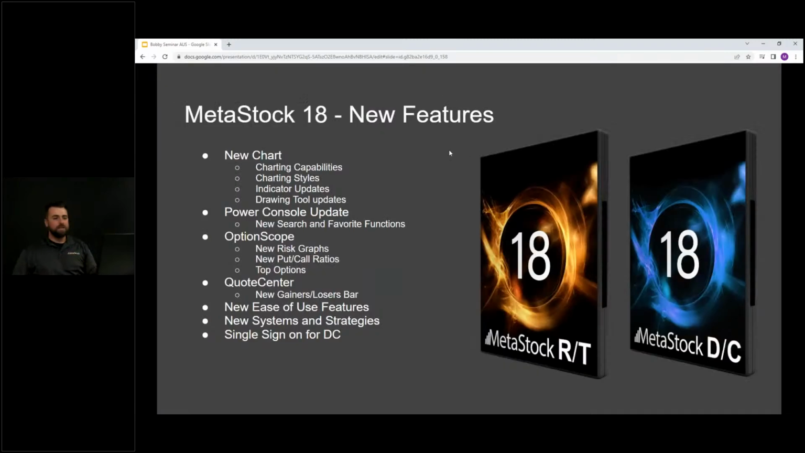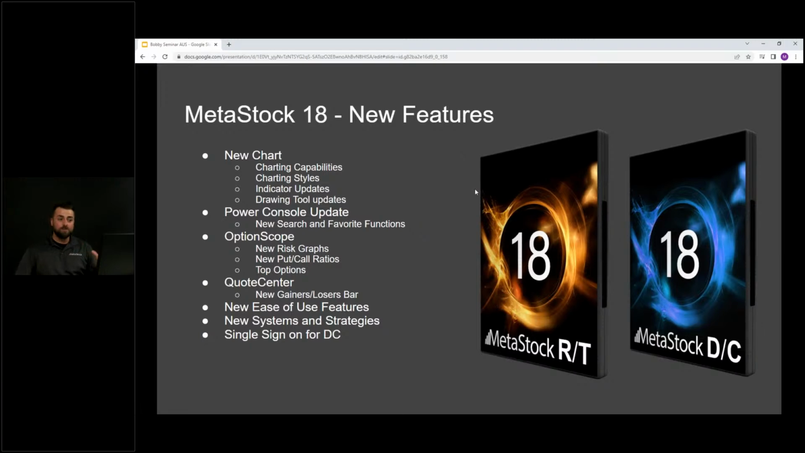And I was actually planning to go over some more in MetaStock 18.2 and some of our new features, but I'm just going to list the highlights for you guys real quick so I can let you get on with your days. And now I know that I'll have to condense this a little bit better for next time.